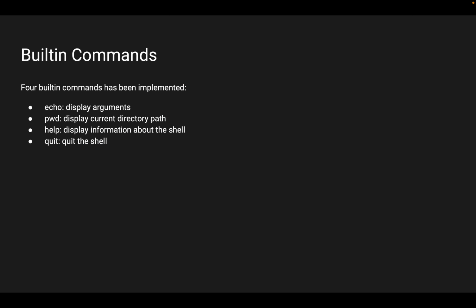So I will take it from here. My name is Van. So we have 4 built-in commands in our shell. Echo to display arguments, pwd to display the current directory path, help to display information about the shell, for example about the built-in commands, and finally exit to exit the shell.